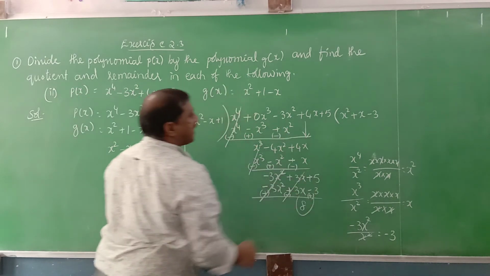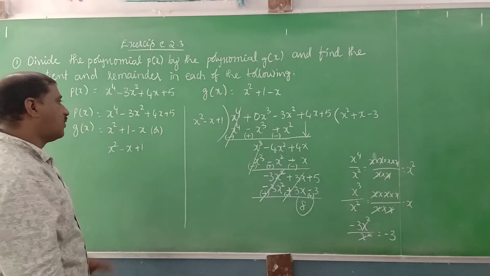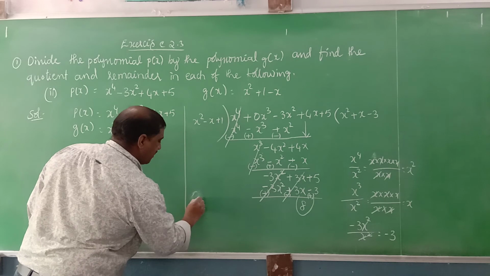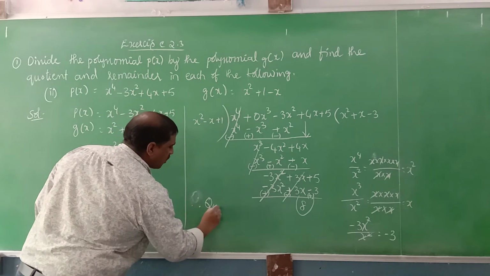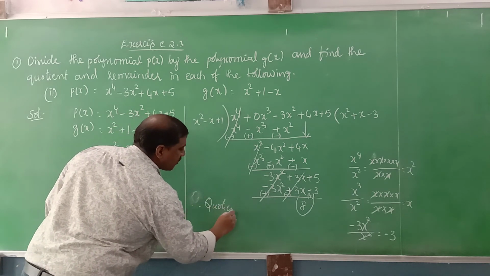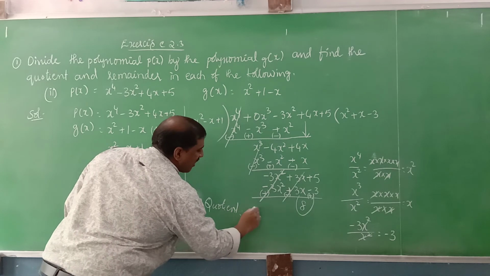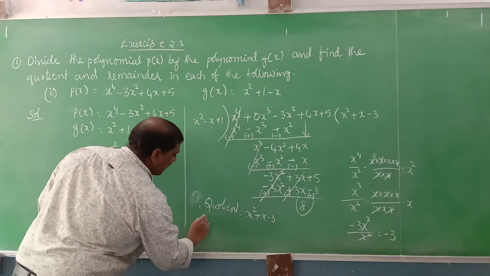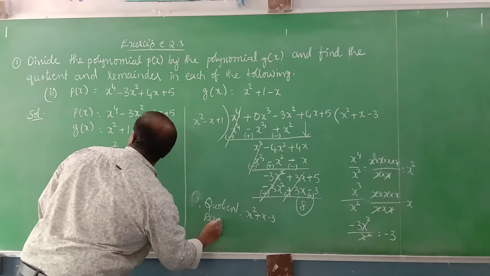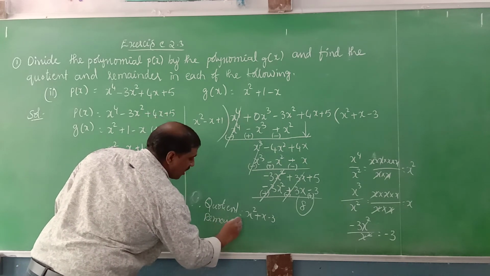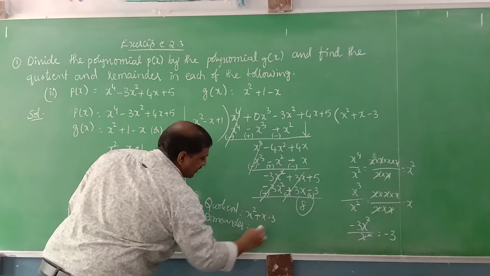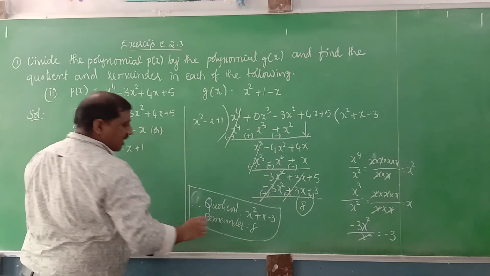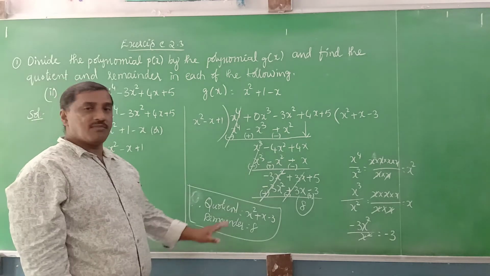The quotient will be x square plus x minus 3. So the quotient is x square plus x minus 3. Then the remainder is 8. Remainder is equal to 8 and quotient is x square plus x minus 3.